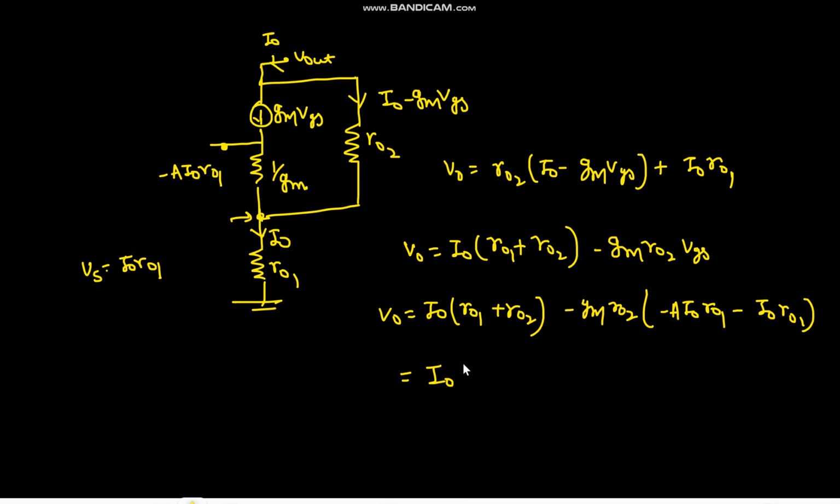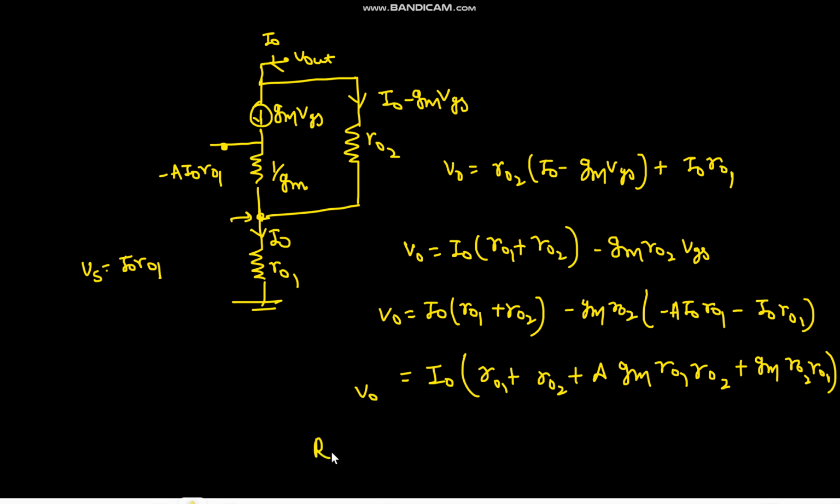So your I naught would be R naught 1 plus R naught 2 plus A into GM R naught 1 R naught 2 plus GM R naught 2 R naught 1. So eventually this is your output voltage, R naught 1 plus R naught 2 plus A into GM R naught 1 R naught 2 plus GM R naught 1 R naught 2. Okay, so that's the final answer.